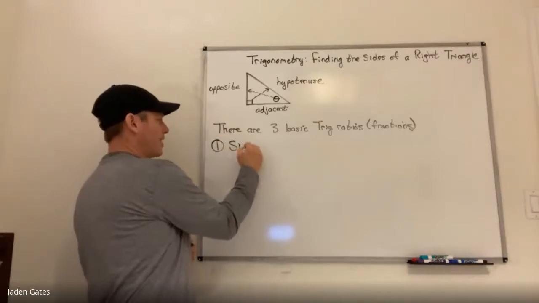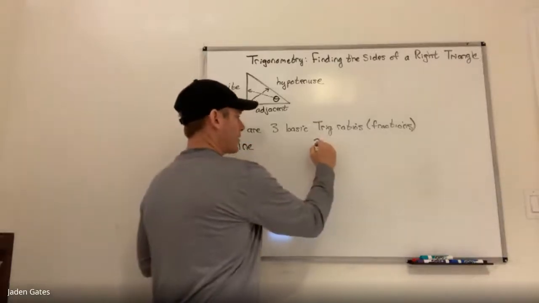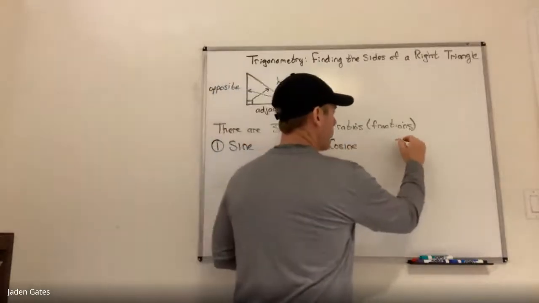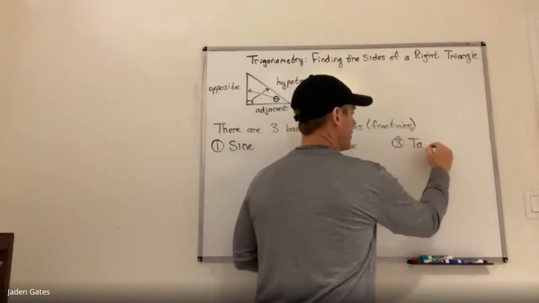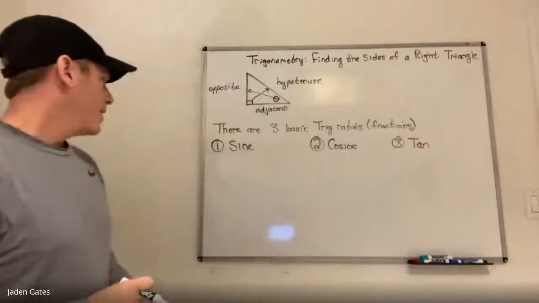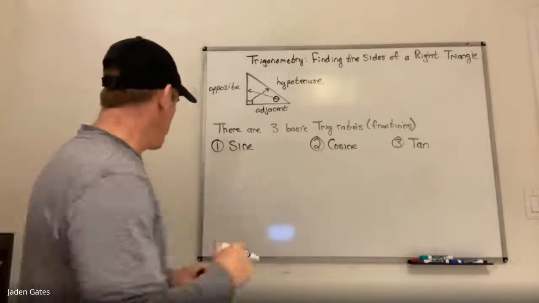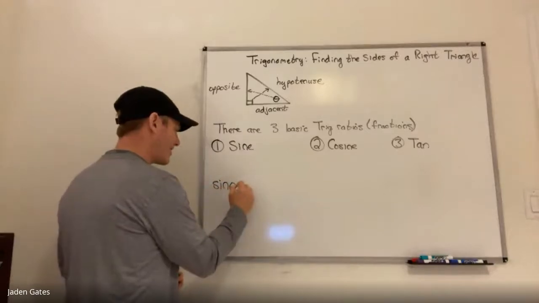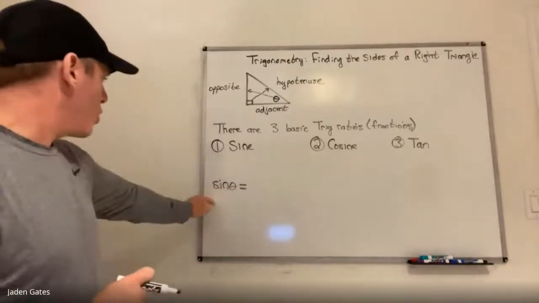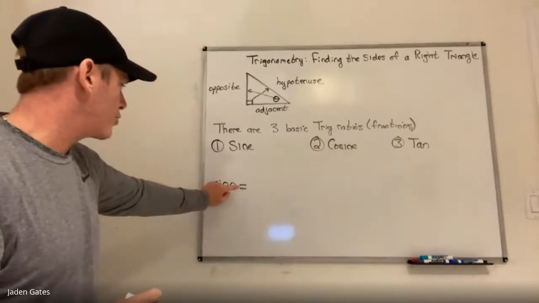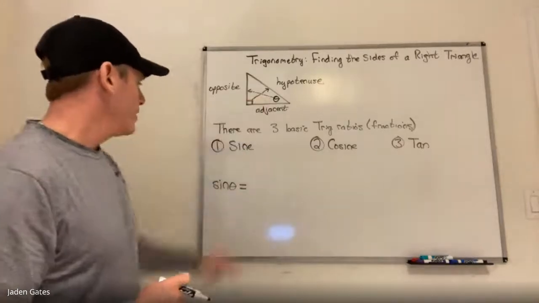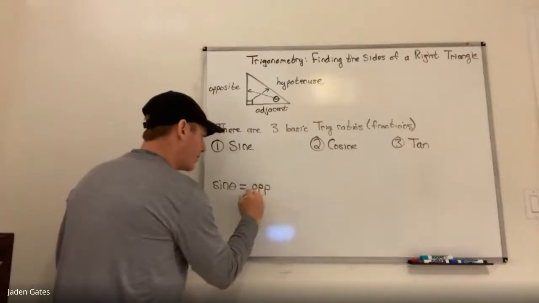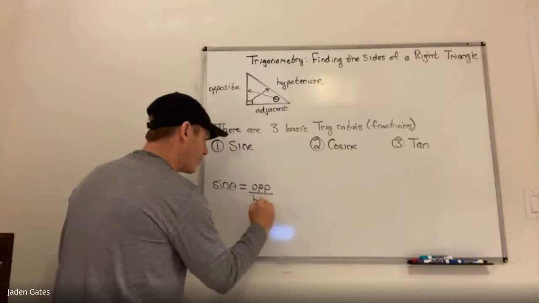The first one is the sine ratio. The second one is our cosine ratio. And the third one is our tan ratio. Now, I'm going to leave a little bit of space here, but the sine ratio is written as sine or sin theta, which means I'm looking at using the sine ratio from this angle theta. And that ratio or fraction is when you take the opposite and divide it by the hypotenuse.